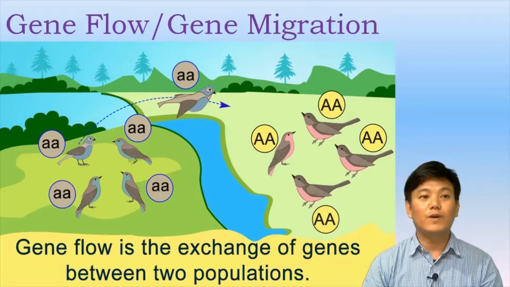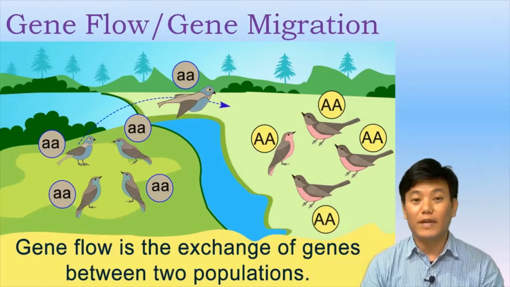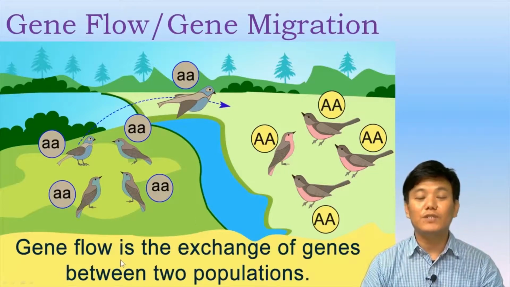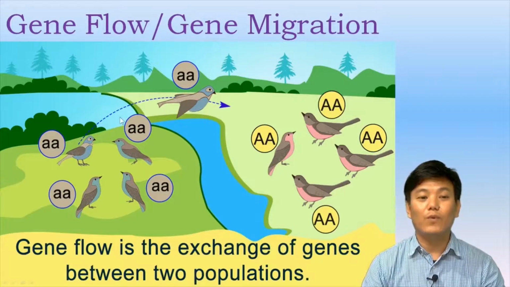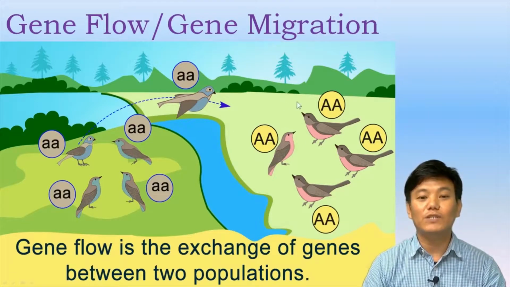So the first one is gene flow or gene migration. So what does it mean? Gene flow is nothing but the exchange of genes between two populations. When individuals migrate from one population to the other, they carry their genes, right? So there is a gene flow between two populations. So there will be exchange of genes between these two populations. That is called gene flow.